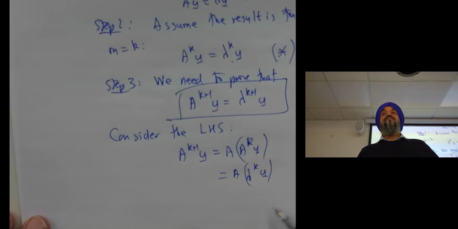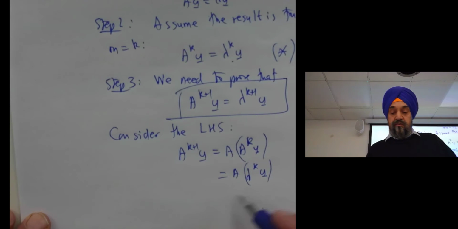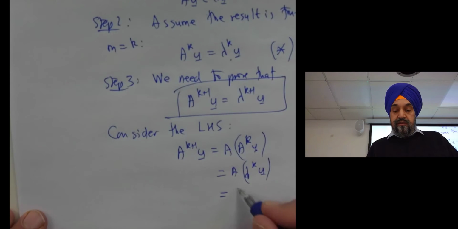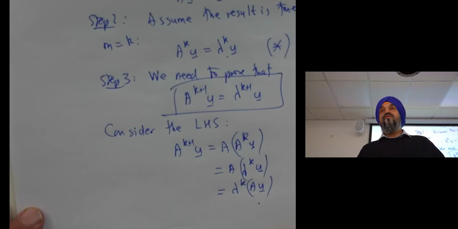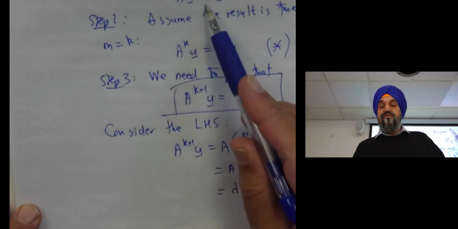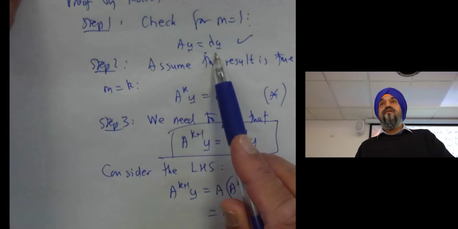You can then just swap the A and the lambda k around. We can swap them around because lambda is a scalar, isn't it? We can write this as equal to lambda k A u, can't we? And you've got what A u equals. A u is equal to lambda u, isn't it? The first one we checked.